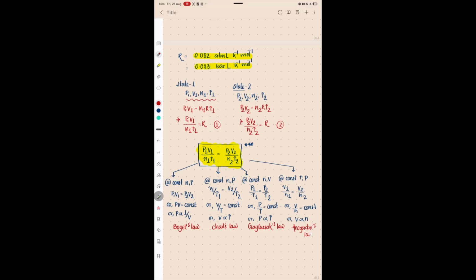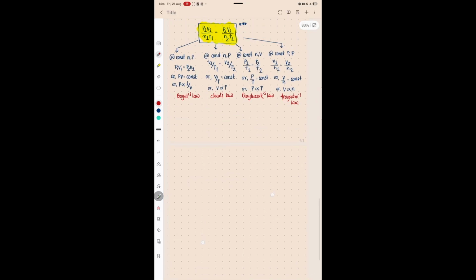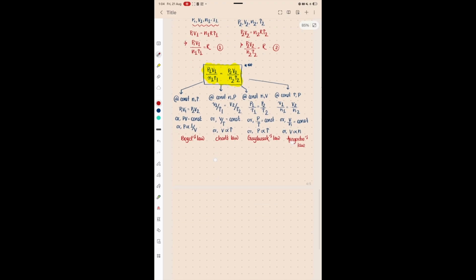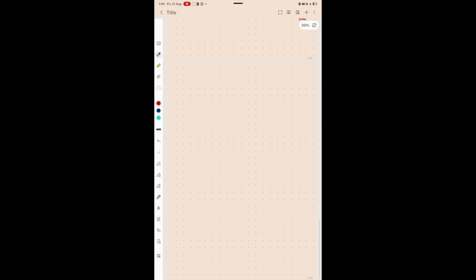This is Avogadro's law. So from this equation, you can remember all the laws, and you will not forget this. Okay. Now, what does the ideal gas equation say? PV is equal to nRT.